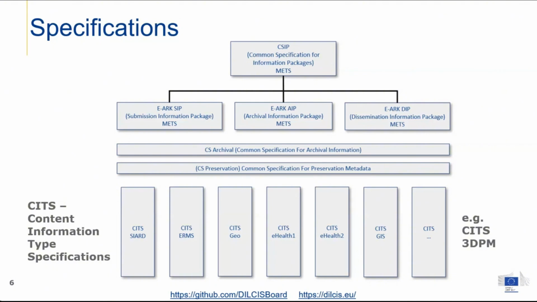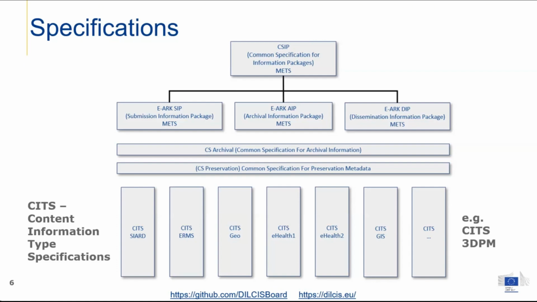So the common specification at the top here is the most important document, and that sets out the requirements for any information package. And that can be for any data type. And in fact, you can build a package according to the common specification, and you can validate that using the E-ARK tools. And that is a perfectly valid way of creating an archive and being conformant to the archiving specifications.